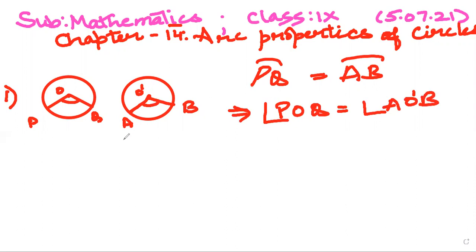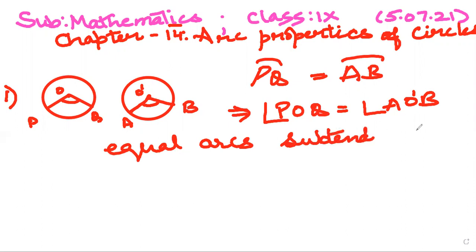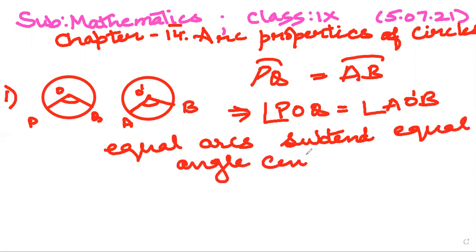So what is your first property? Equal arcs subtend equal angles at the center. Is it clear, children? Your equal arcs subtend equal angles at the center. So it means angle POQ is equal to angle AO'B.